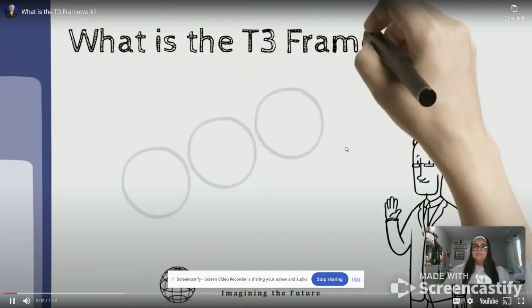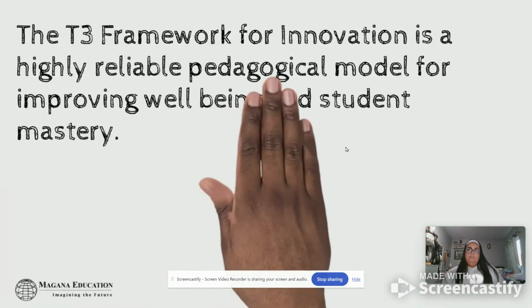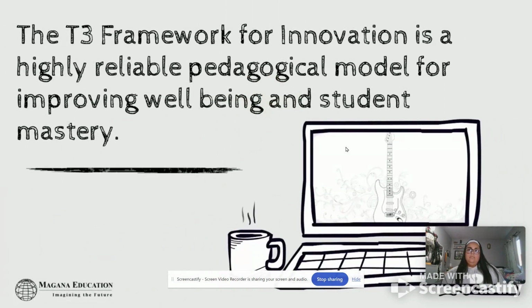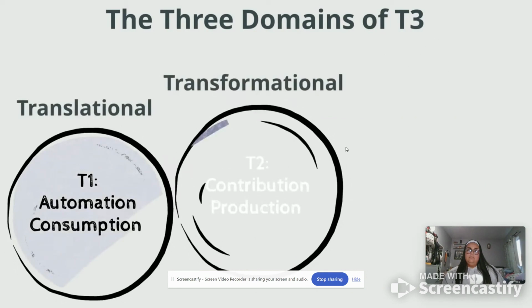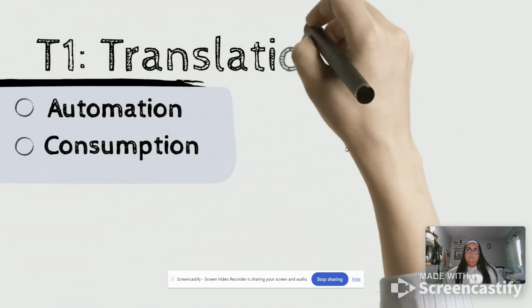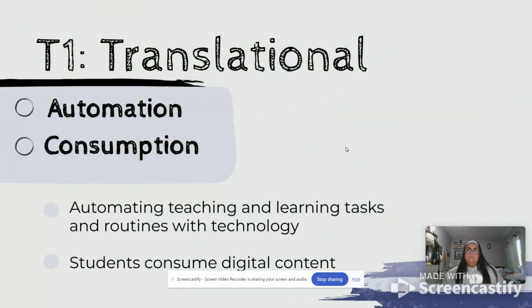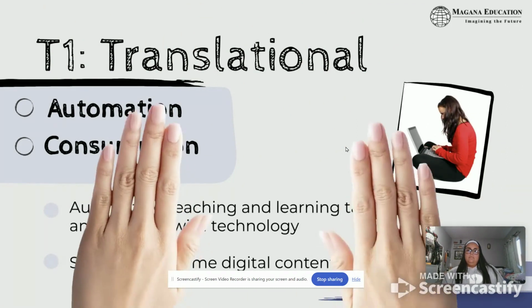What is the T3 framework? The T3 framework for innovation is a highly reliable pedagogical model for improving well-being and student mastery. The T3 framework consists of three domains: translational, transformational, and transcendent. Automation and consumption are principles of the T1 translational learning. Automating teaching and learning tasks and routines with technology, and students consume digital content.